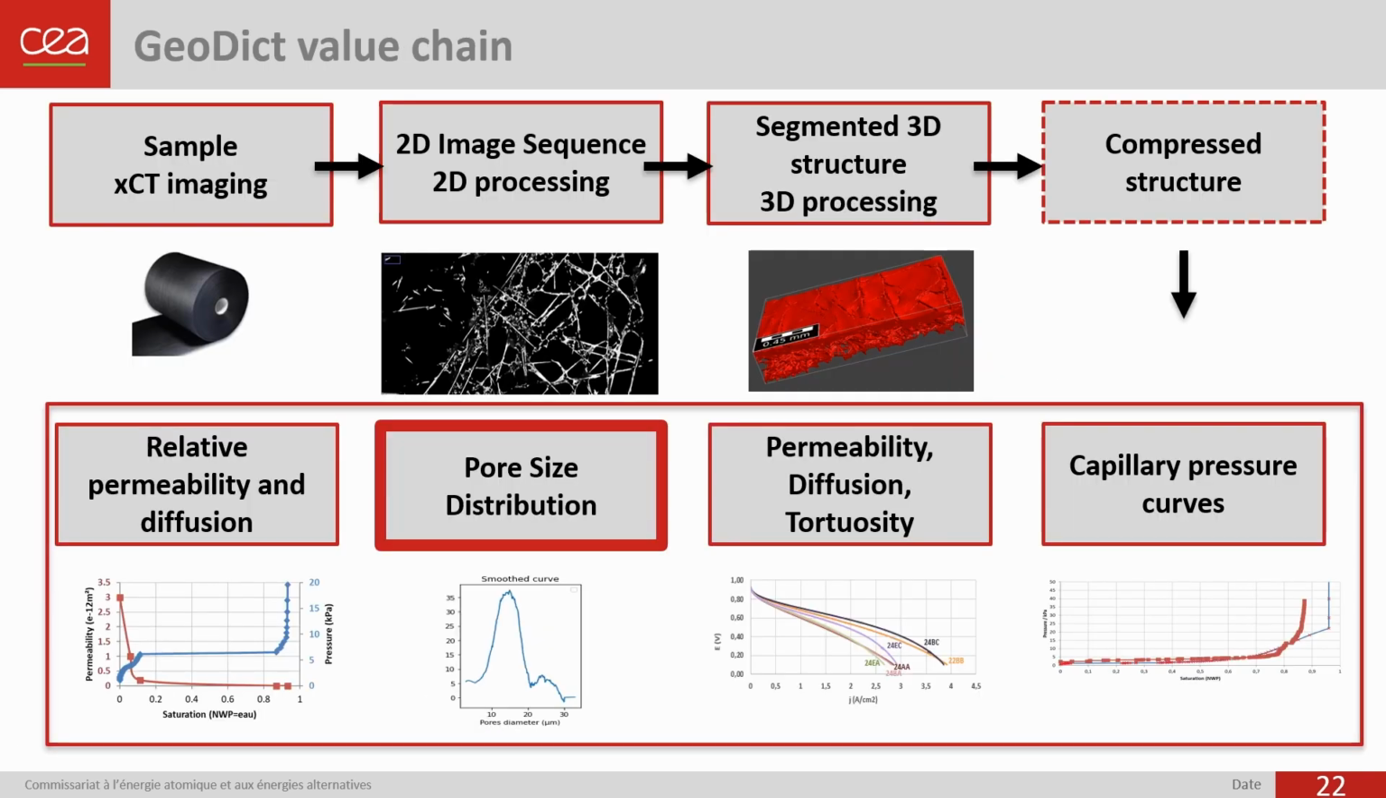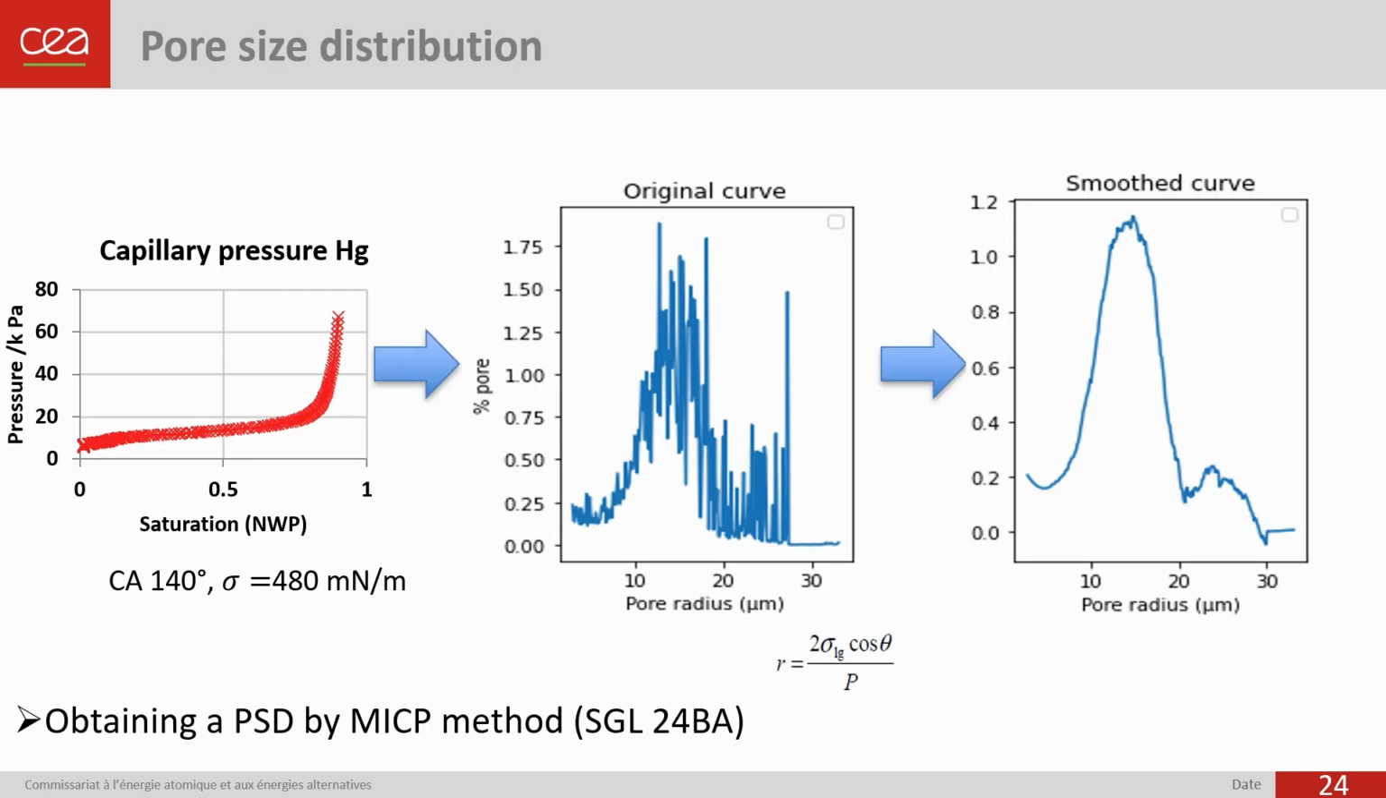And to finish, let's see the pore size distribution. For getting the pore size distribution, I used the StatUdic module to model the mercury intrusion capillary pressure curve. And from this data, I applied the Laplace equation, which links the pressure with the radius of the pore, and this is how I obtained the pore size distribution.